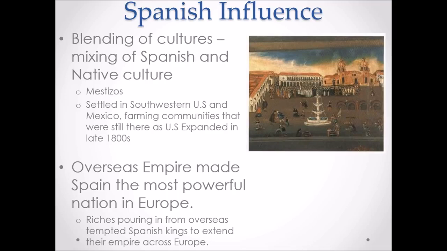Most of these Spanish men that were coming over obviously wanted to have wives in most cases, and there were no real Spanish women in the New World, so the Native American women were the next best thing here, and that's how you get this blending of culture when it really comes down to it.